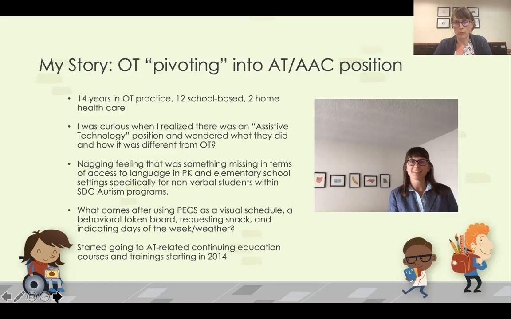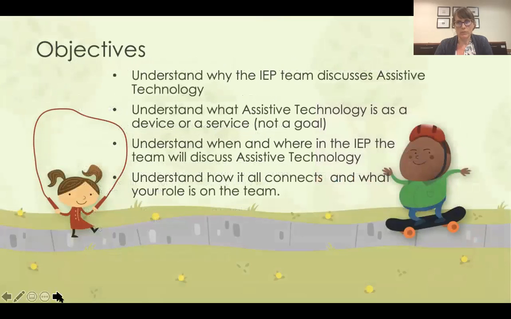And I got into doing more assistive technology related continuing ed starting in 2014, by going to the Santa Barbara SELPA, which at the time was doing the assistive technology 5-day course. And so I did that and started getting into doing more of those kinds of continuing ed.